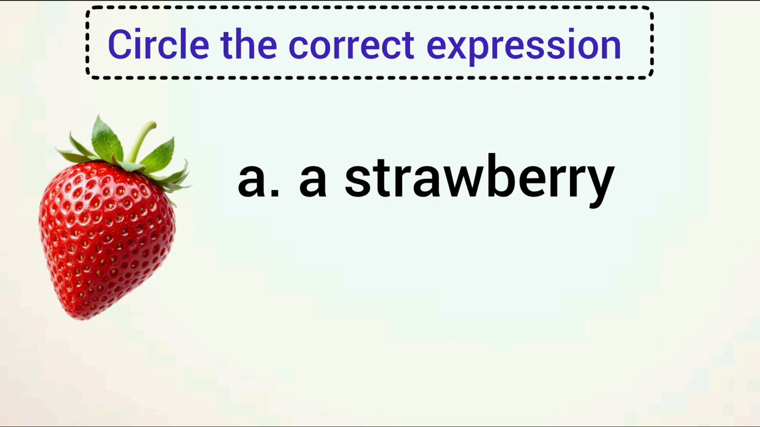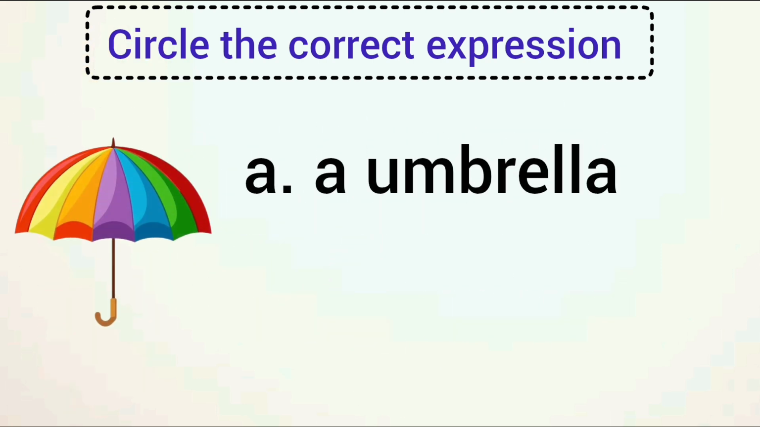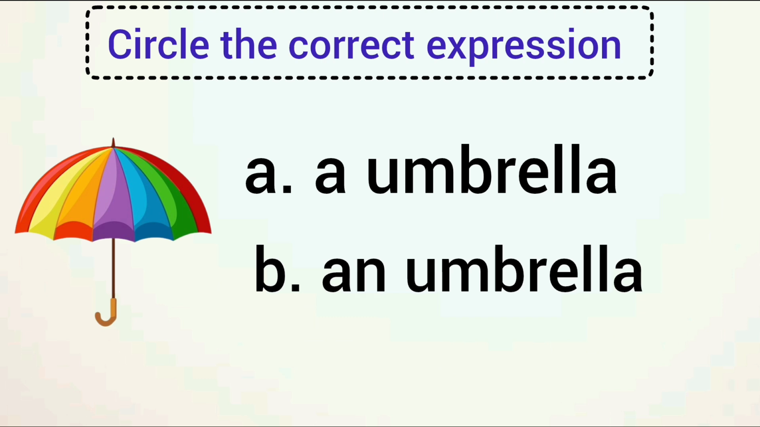Quiz. Circle the correct expression. A, a strawberry. B, an strawberry. Strawberry begins with a consonant, so we circle A, a strawberry. A, a umbrella. B, an umbrella. Umbrella begins with a vowel. We use an with vowels, so we circle B, an umbrella.